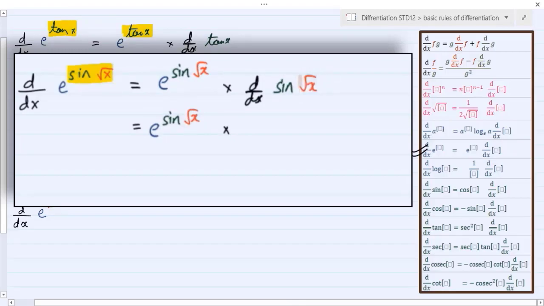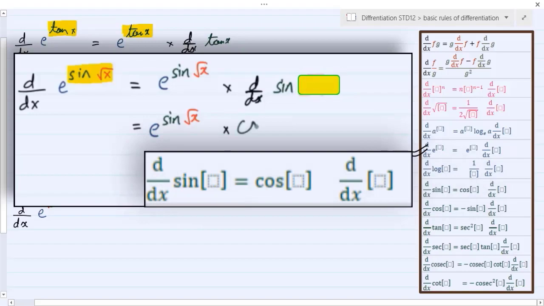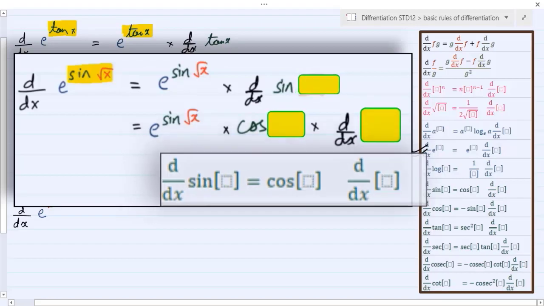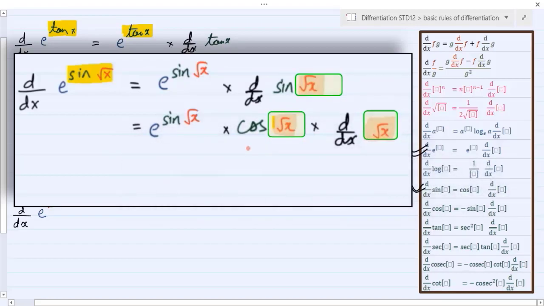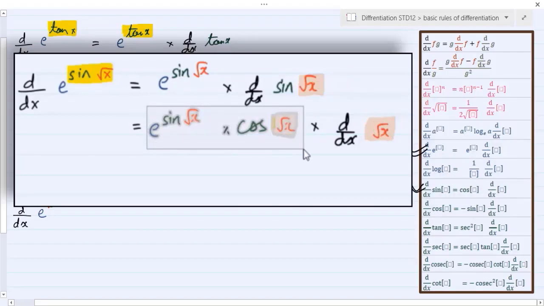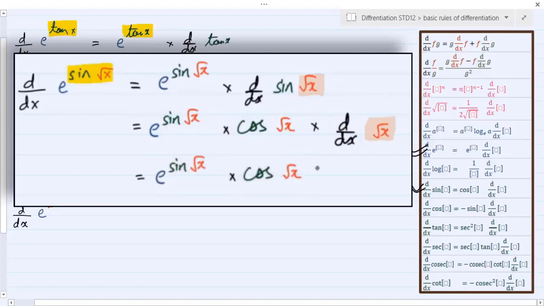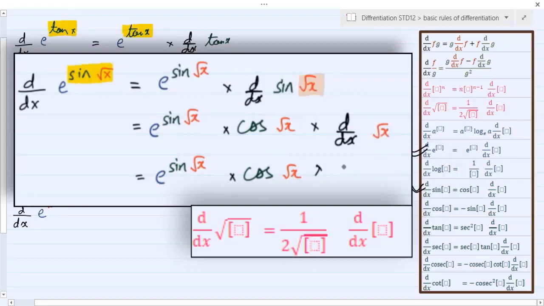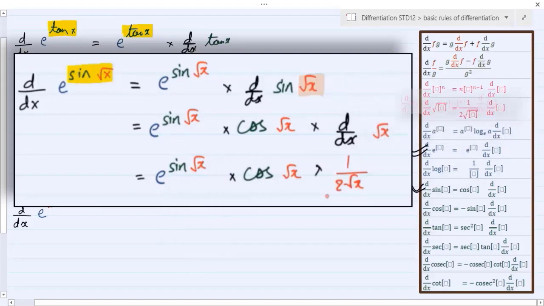And for that, root x is an inner function. So differentiation of sine box will be cos box into differentiation of box. And within box, we have root x. So now your e raised to sine root x and cos root x will be as it is. And we just have to differentiate root x, which is nothing but 1 upon 2 root x. So ta-da! This is your final answer.